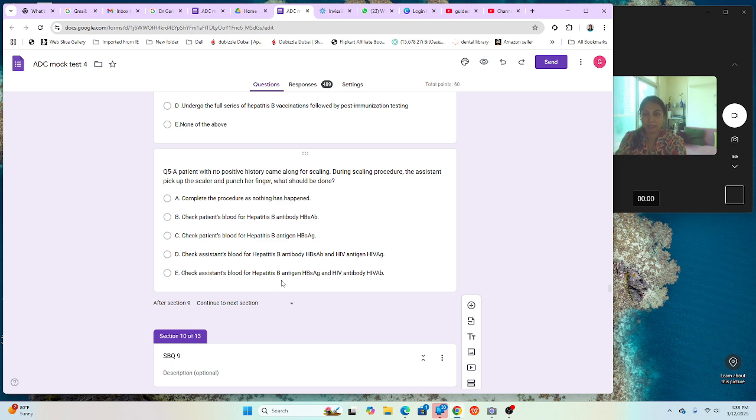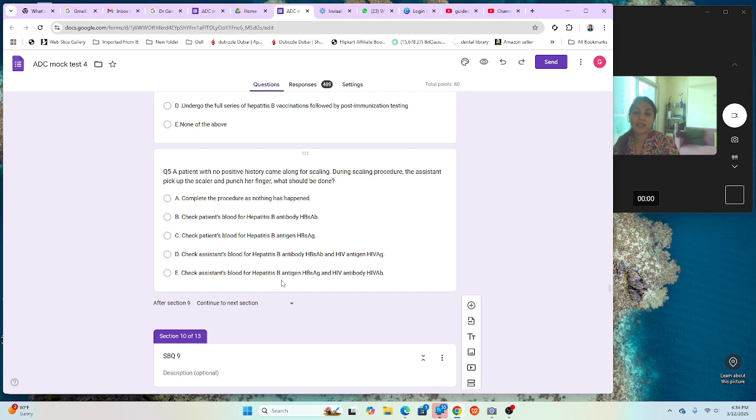So now coming back to the options. Complete the procedure as if nothing has happened is not an option. Check patient's blood for hepatitis B antibody. No, I do not want to check his blood for antibody. If he's already immunized, great. Antibody means he's already protected. What I'll do with it? But I need to check if the patient has hepatitis B antigen. Is he an active case? That is what I need to know.